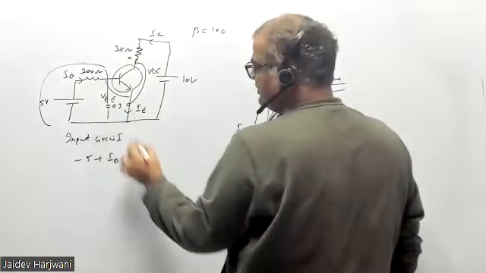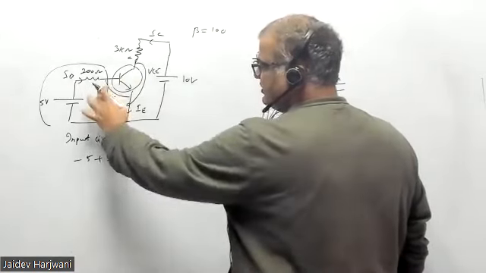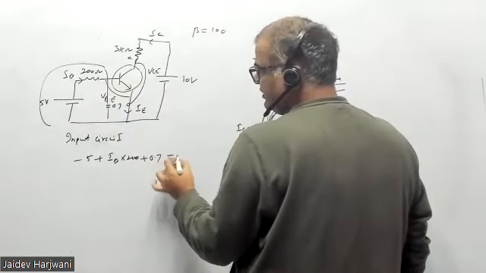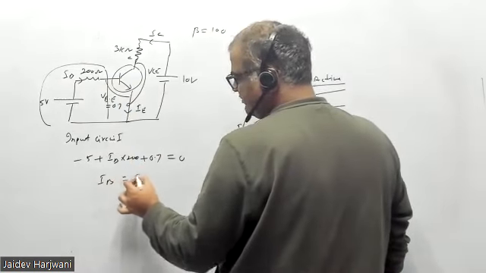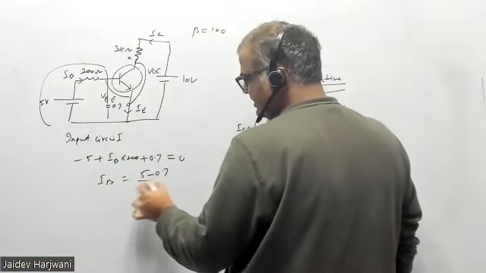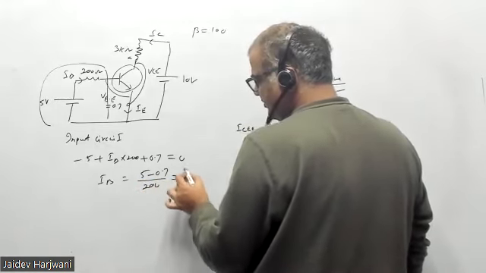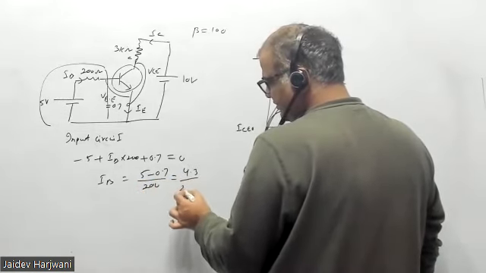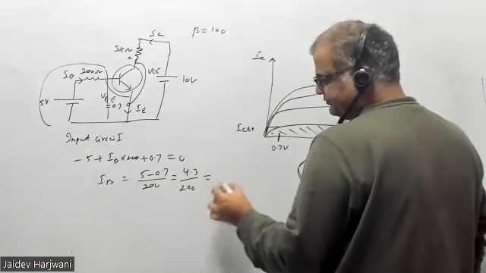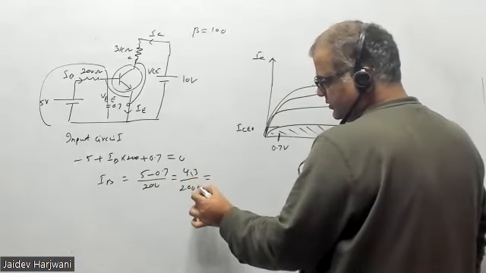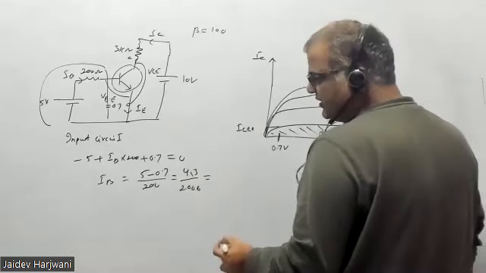And then you have been given this VB, 0.7 volt, equals to 0. So from here I can find IB equals to 5 minus 0.7 divided by 200, 4.3 divided by 200. Tell me how much is coming. So this is how much is coming in milliampere.